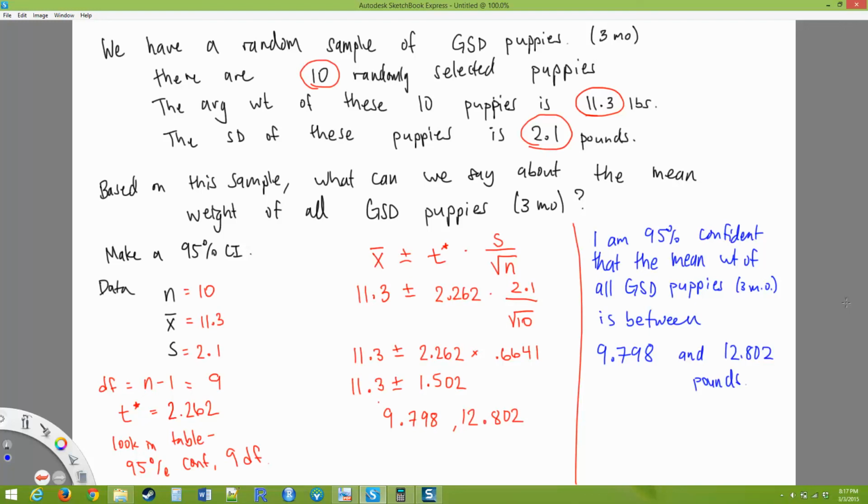Okay. So maybe I'll just put down, do we have evidence that the mean is not 10? And you'd say no, 10 is in the interval. Okay. On the other hand, I could say, do we have evidence that the mean is not 13? And you would say yes, 13 is not within the interval.